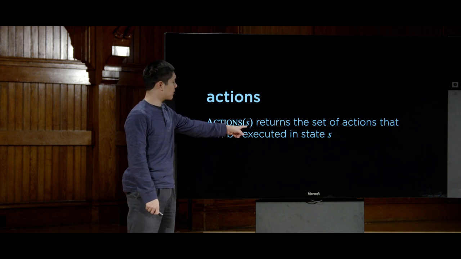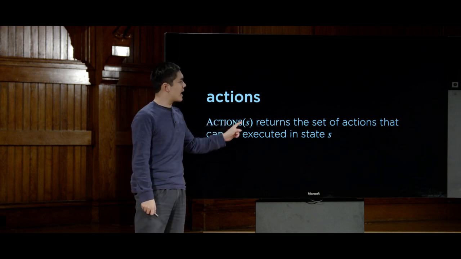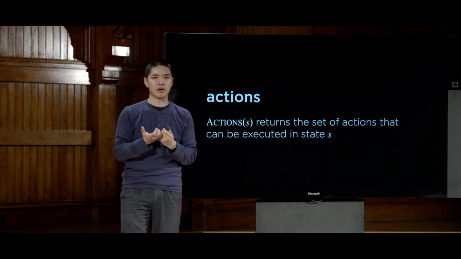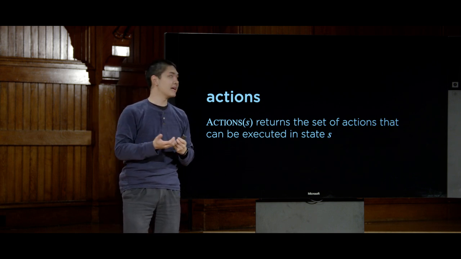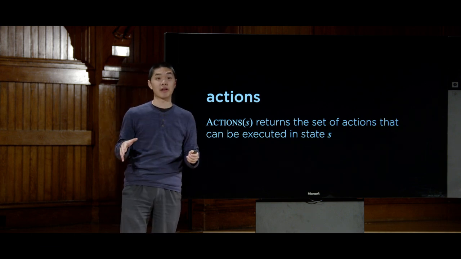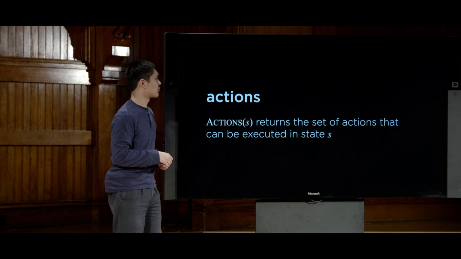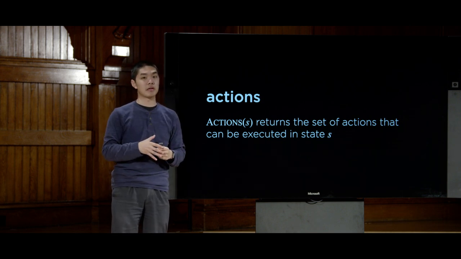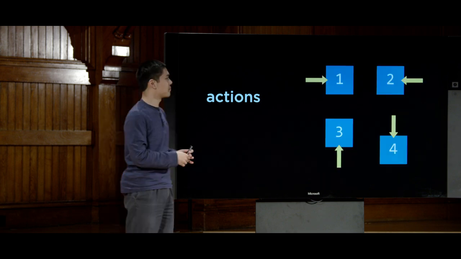And actions of s is going to take this state as input and return as output the set of all actions that can be executed in that state. It's possible that some actions are only valid in certain states and not in other states. And we'll see examples of that soon, too. So in the case of the 15 puzzle, for example, there are generally going to be four possible actions that we can do most of the time.